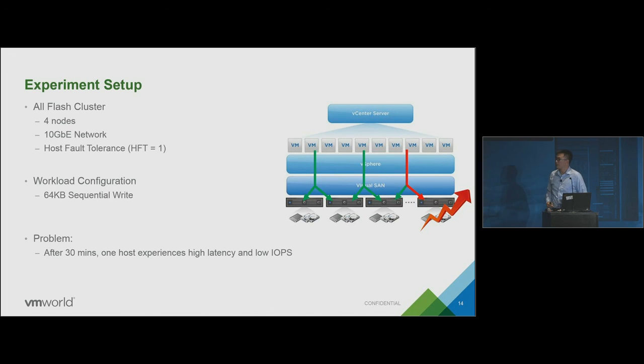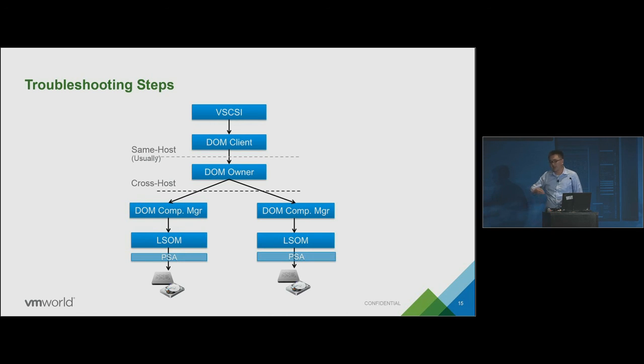To do the performance troubleshooting, we always go back to the VSAN architecture diagram, and we start at the very top layer and identify the performance issue. And then we work down the layers inside the architecture diagram and identify the last layer with a performance issue. And then we focus on that particular layer and find out the root cause. So in this example, we know that one of the hosts is experiencing a high latency issue. So we start from the DOM client layer.